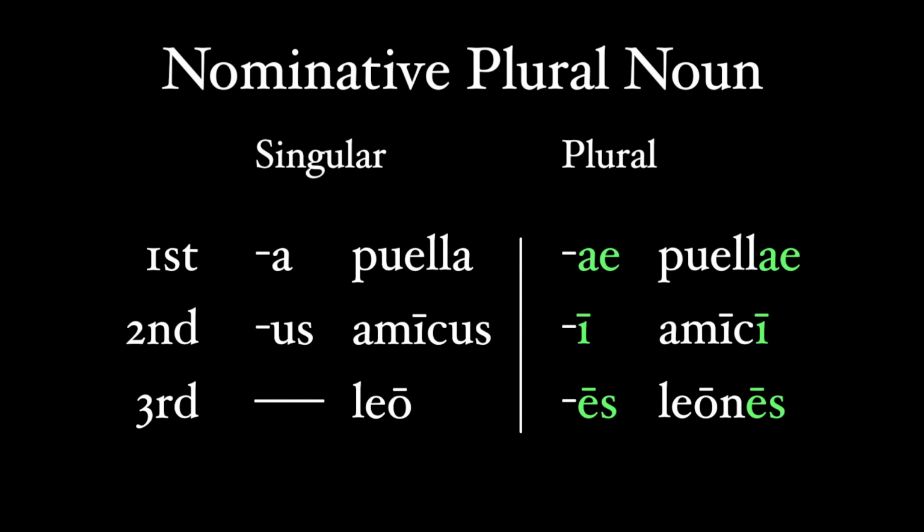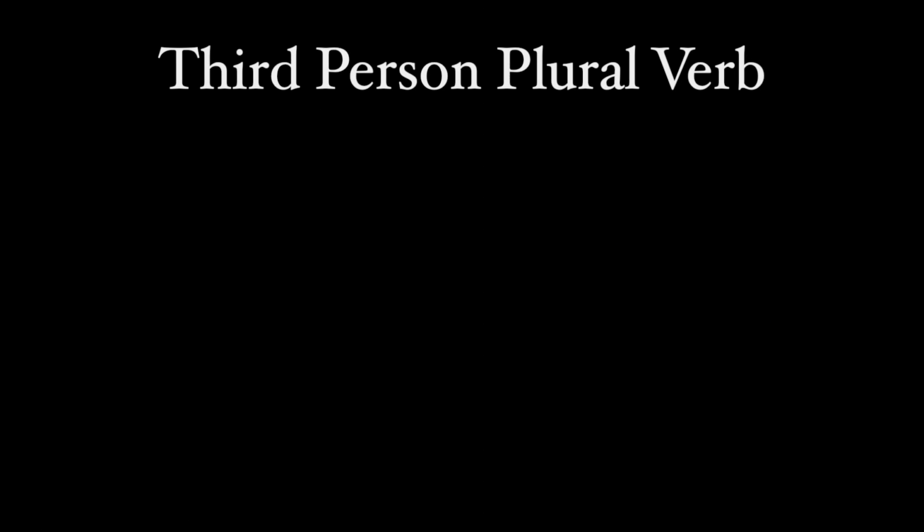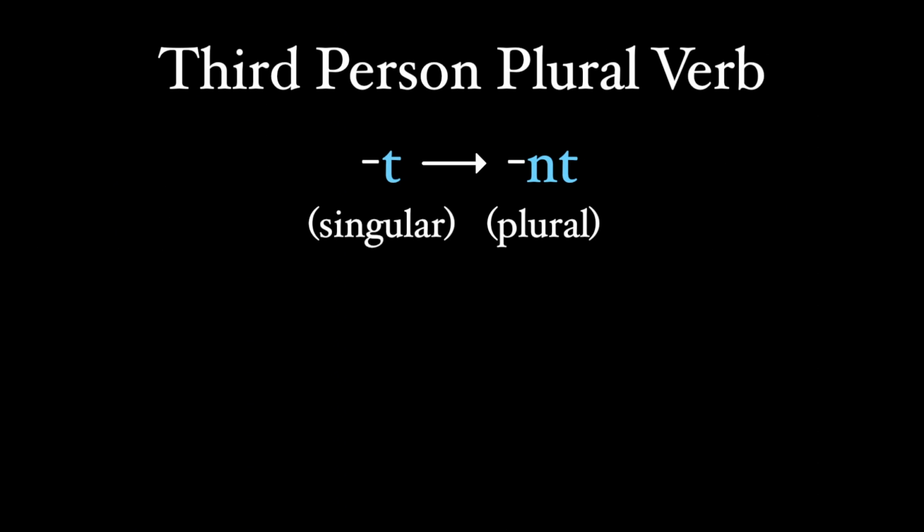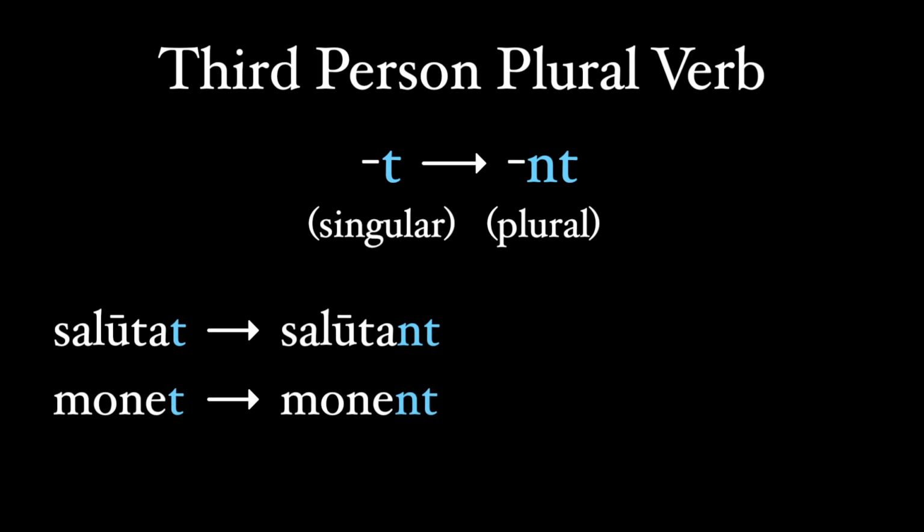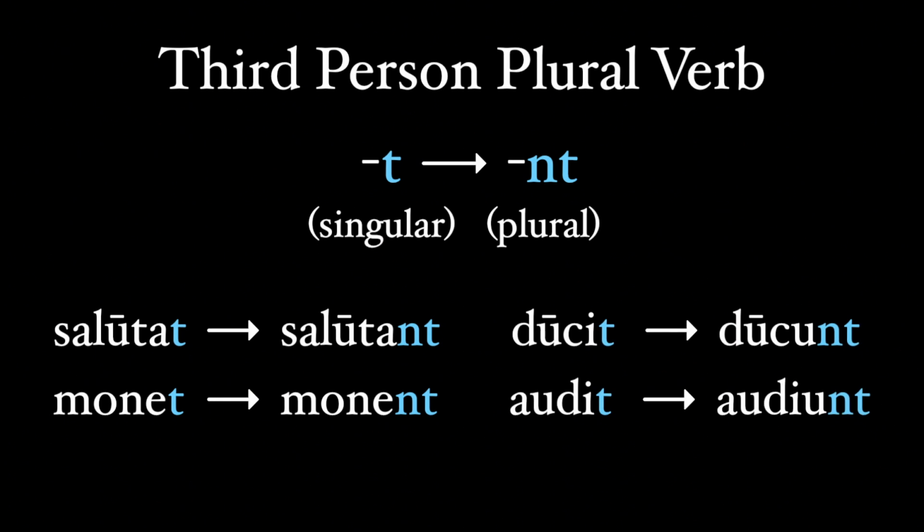If we're going to have a plural third-person subject like friends, amici, or girls, puellae, or lions, leones, then the verb has to be in the third-person plural too. And the verb ending is -nt. So you really just take the third-person singular and put an n before the t. Salutat goes to salutant, monet to monent, and some verbs have a u in the third-person plural. So ducit becomes ducunt, and audit becomes audiunt.